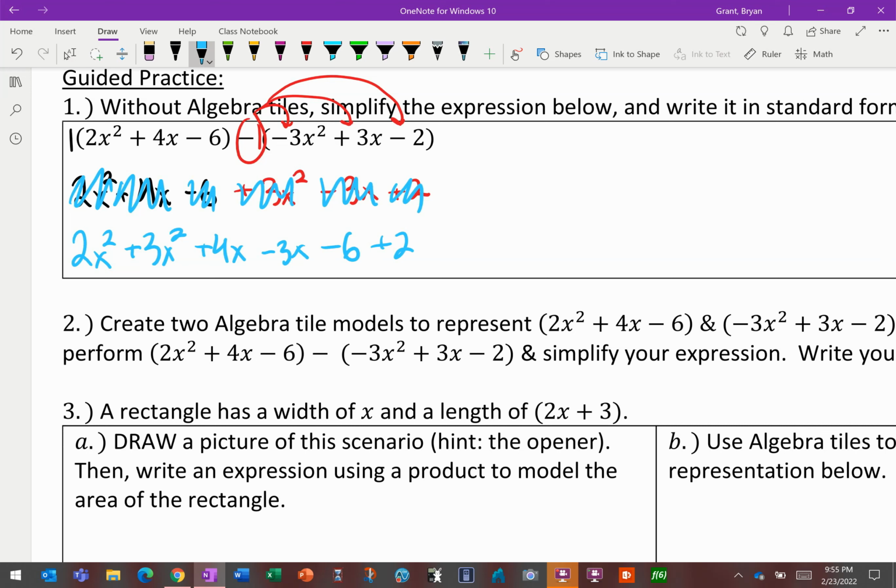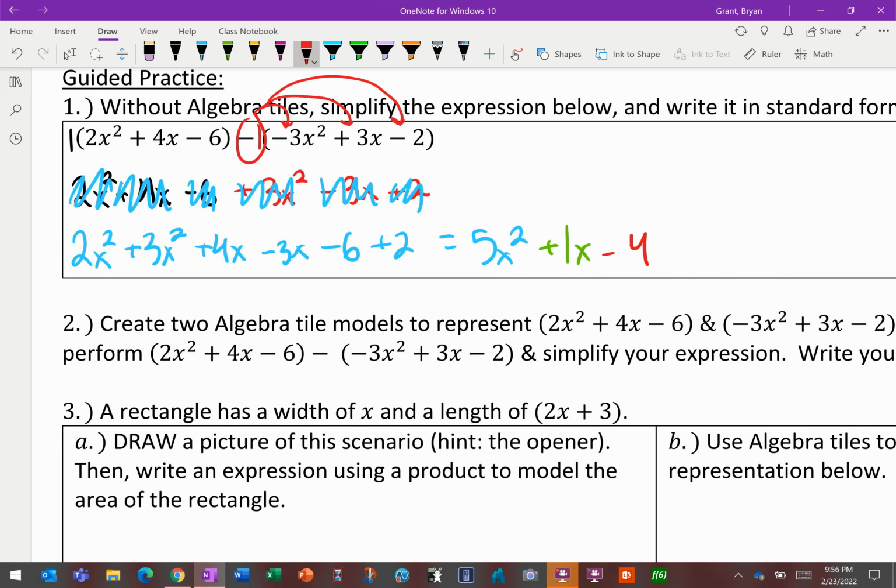Once we're here, we combine them together and see how many we have. So 2x squareds plus 3x squareds mean we have 5 of those x squareds. Okay. 4x's minus 3x's means we have 1x. You can write the 1 or not. And negative 6 plus 2 gives us negative 4. Change that really quickly. There we go.